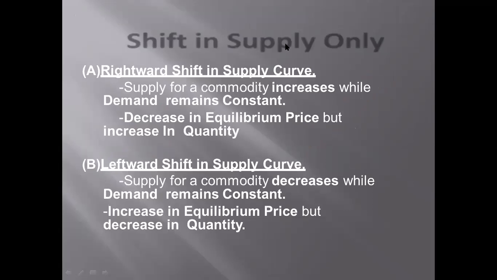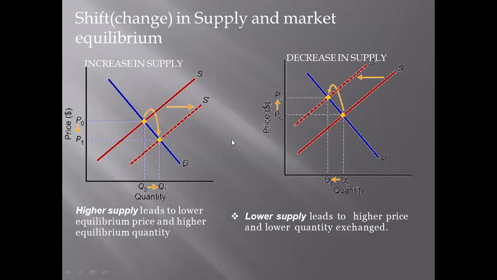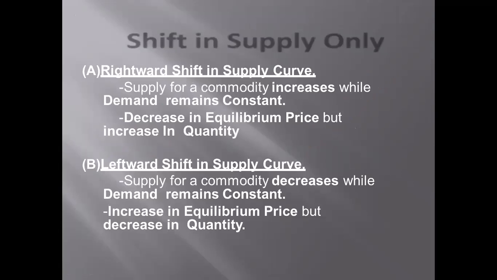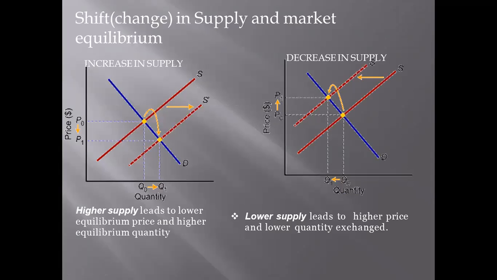So for a rightward shift in supply curve, when supply for a commodity increases while demand remains constant, there is a decrease in equilibrium price but an increase in quantity, as you can see here. And the next is leftward shift in supply curve. Supply for a commodity decreases while demand remains constant. There is an increase in equilibrium price but a decrease in quantity, as we can see in this particular diagram.